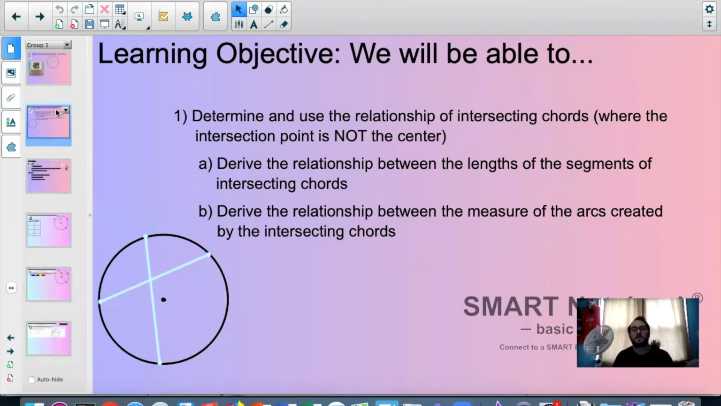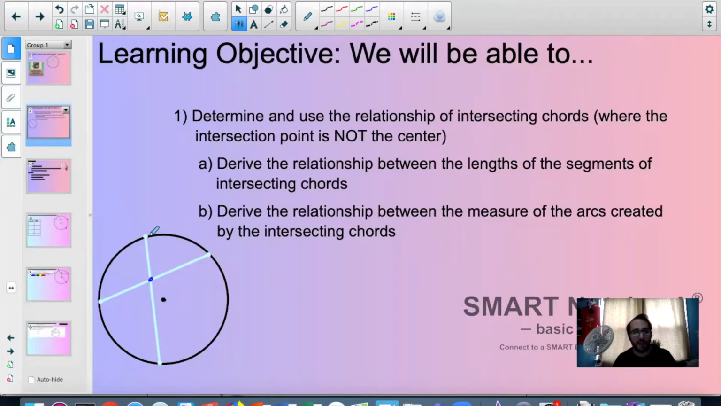The learning objective for today is we will be able to determine and use the relationship of intersecting chords where the intersection point is not the center. You can see in this picture down here that these are two chords and their intersection point, which is right over here, is not the center of the circle. So we're going to derive the relationships between the lengths of those segments as well as the arcs they intersect.